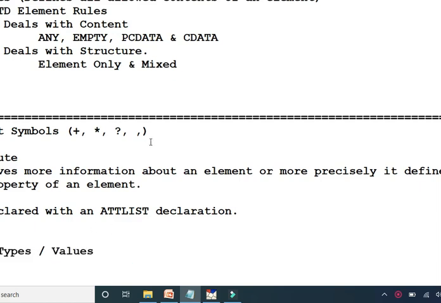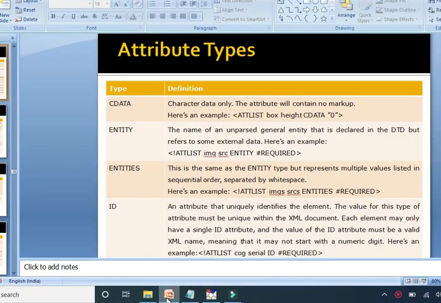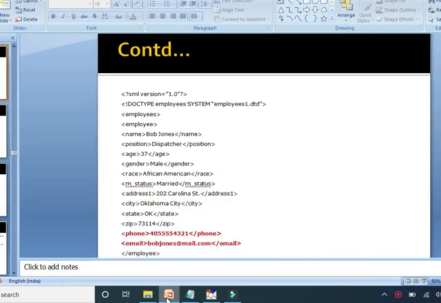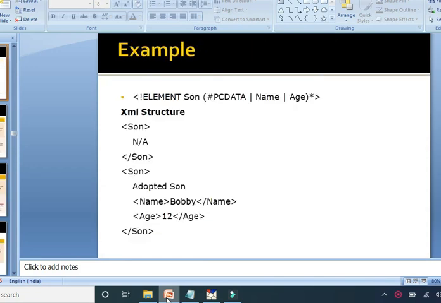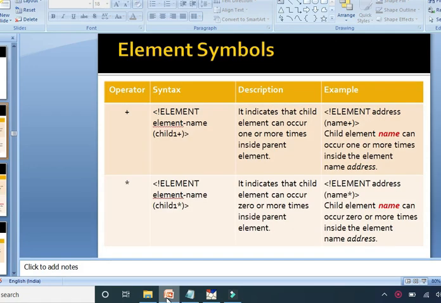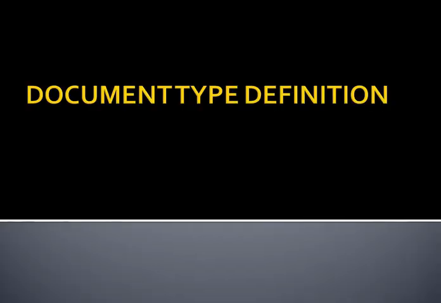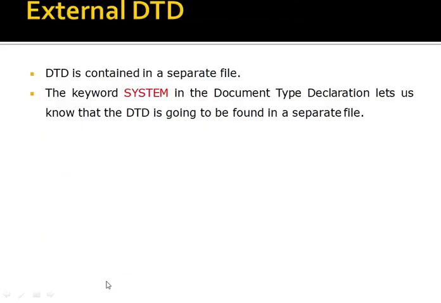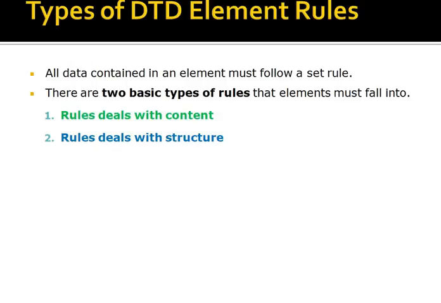Also we will see the DTD attribute types and the possible values. So today we are going to discuss the DTD element symbols, DTD attributes, then DTD attribute types, and the possible values that we can give for a DTD attribute. As I told you in the last class, what are the symbols we can use in the DTD elements?